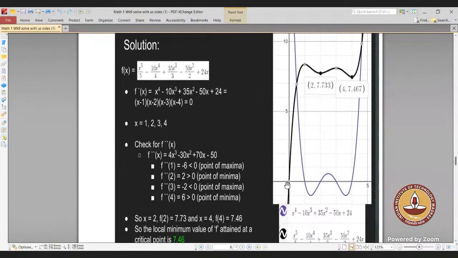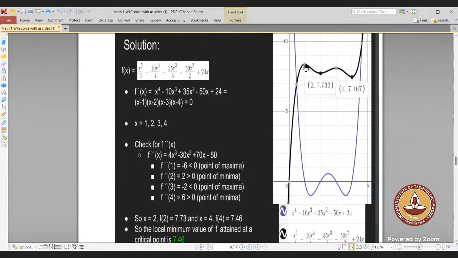Similarly, for this question, you can also find out the local maxima. At x is equal to 1 or x is equal to 3. Yeah, local maxima we can also find. It can be either at x is equal to 1 or at x is equal to 3. Similar way you can calculate. From this graph, we can approximately say it is 1, but we have to check it again.